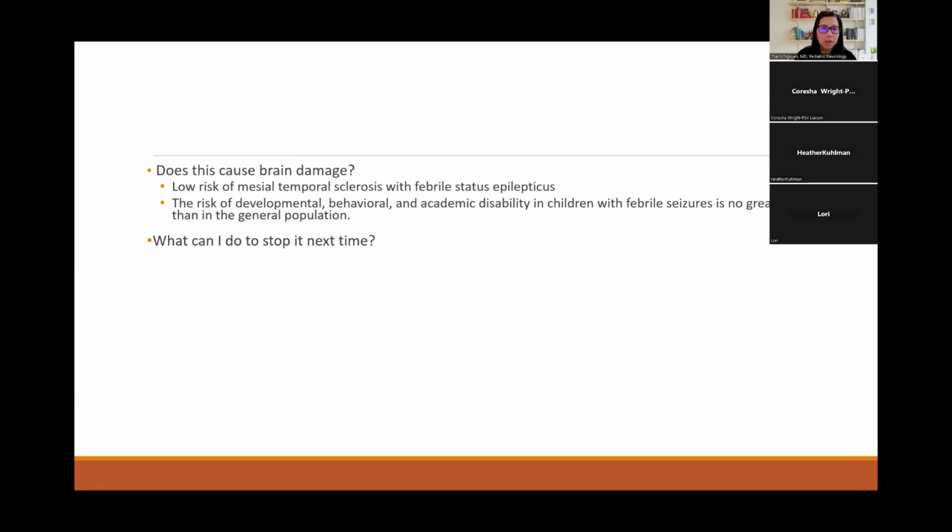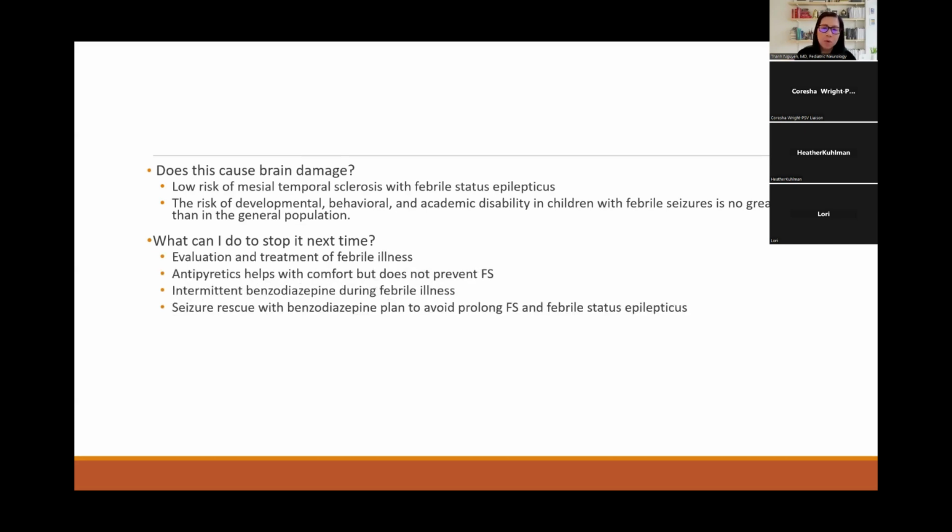And what can caregivers do to stop the febrile seizure next time it occurs? Because the younger the age, the higher the risk of recurrence. So it's really important to evaluate and treat the febrile illness. That's why we ask the families to see their primary care doctors to make sure that there's no serious infection and get that under control. Using antipyretics is helpful for comfort, but it does not prevent a febrile seizure. Unfortunately, we do recommend caregivers to treat the fever, but it does not prevent febrile seizures.